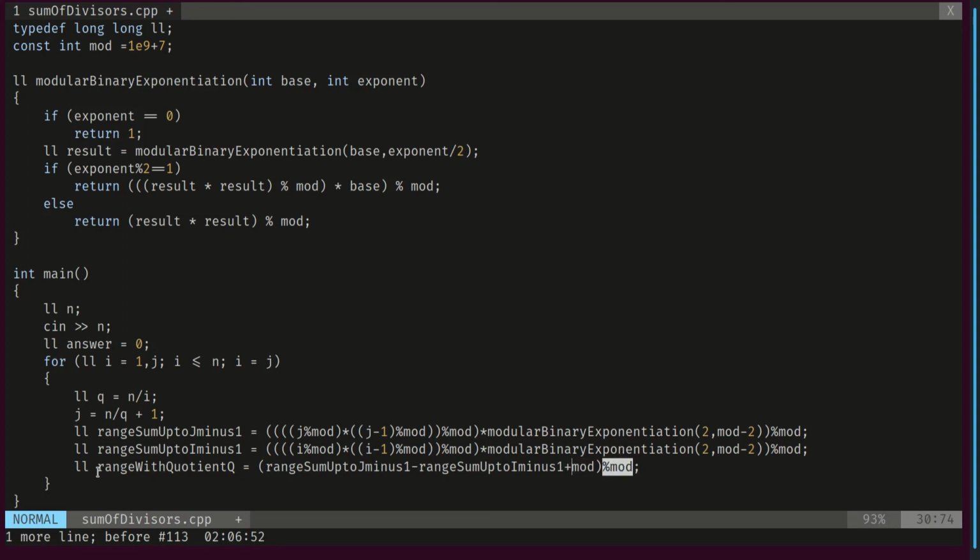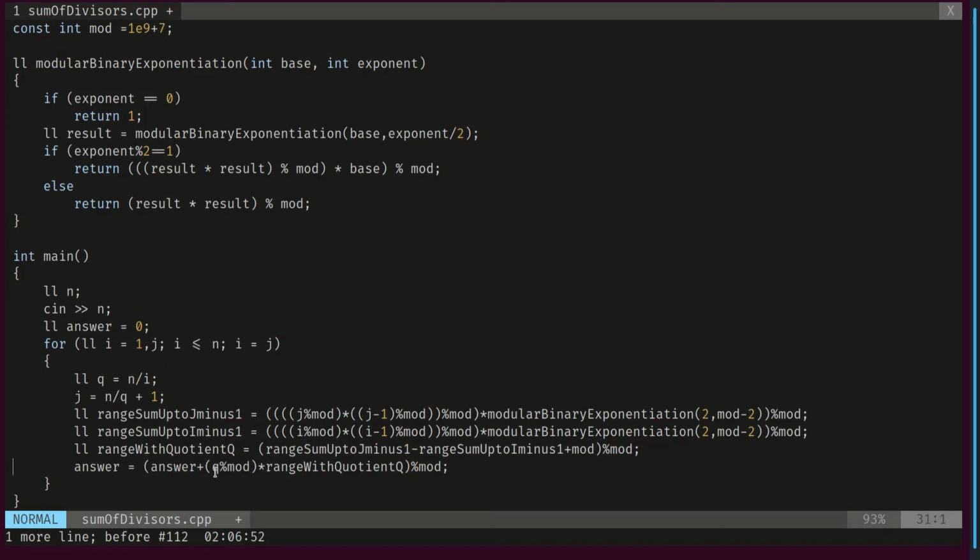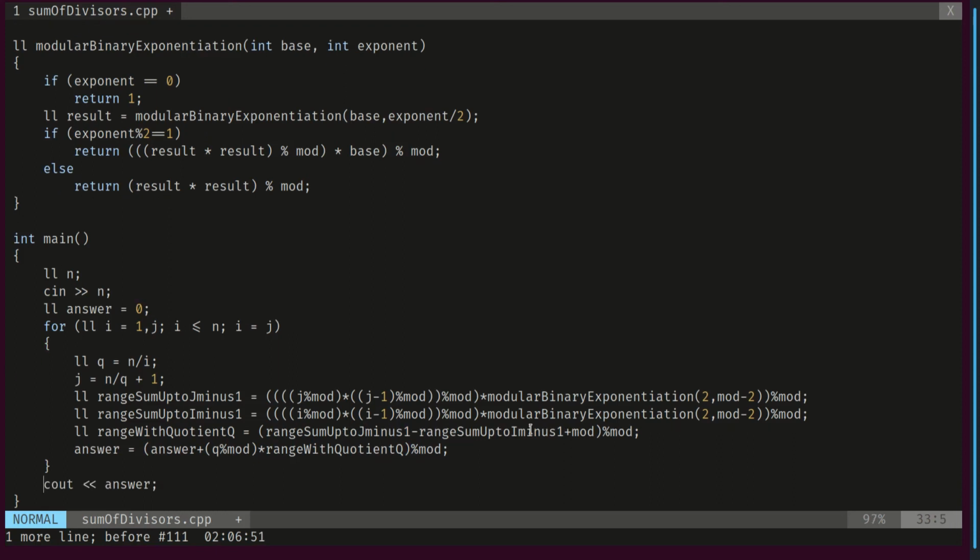And now that we've calculated the sum of all the range sums that have a quotient equal to q, we will just add that to our answer. So we will update our answer by q, and I take its mod, times the range with quotient q, and this will just update the answer, and at the end I'll just print my answer. So that's pretty much it. Let's go ahead and submit.